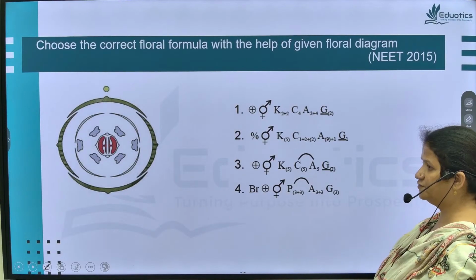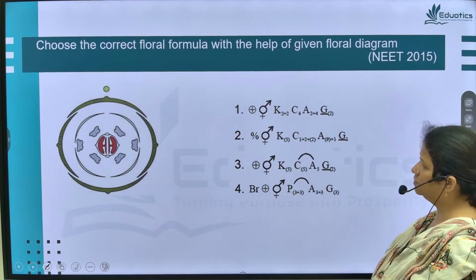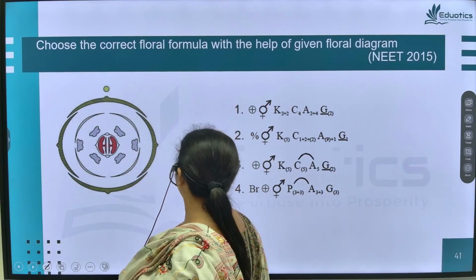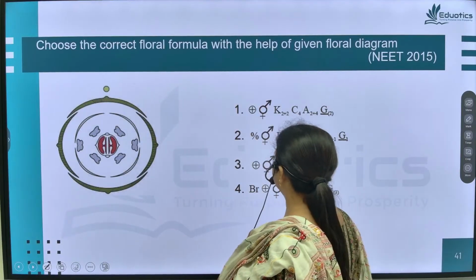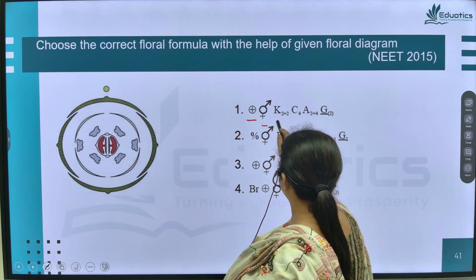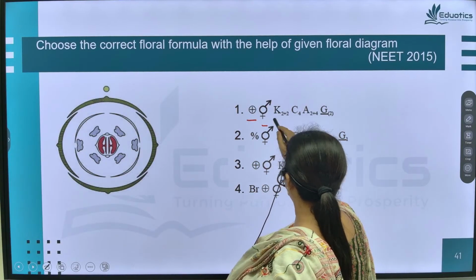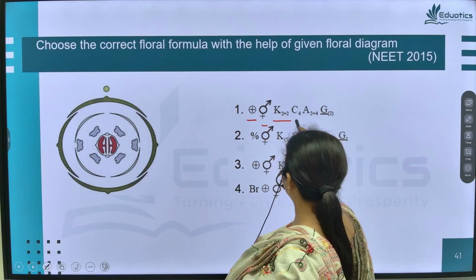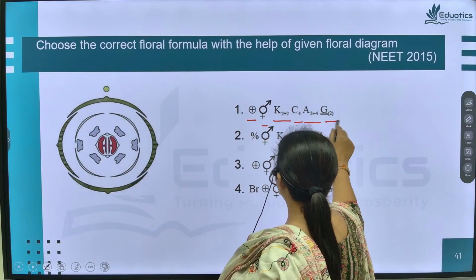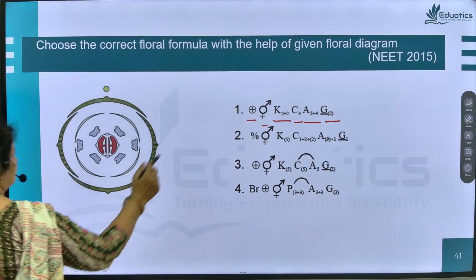NEET 2015 had this repeated question. Family we know, which family is this? Again this is the family Brassicaceae. Look at the floral formula: 2 plus 2, then how many calyx? 4, androecium 2 plus 4, gynoecium bicarpellary ovary. So that will be the answer, first option.